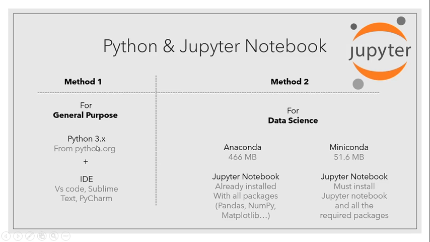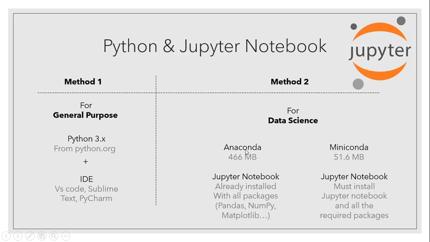They will install Python 3.x from python.org and they have to install an IDE, Integrated Development Environment, which is VS Code, Sublime Text, or PyCharm, or any other IDE. The second method, which is for data scientists, is to install Python using Anaconda or Miniconda.